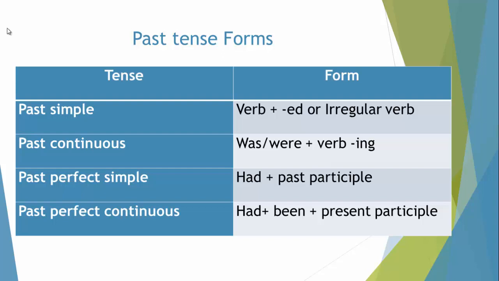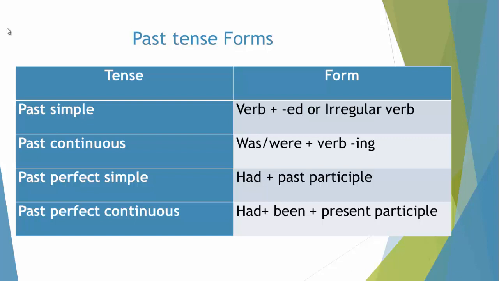Our lesson today is past tense. First of all, let's look at the different past tense forms. We have the past simple, which is the base form of the verb plus ed or an irregular form of the verb, like go. The past tense of it is went.